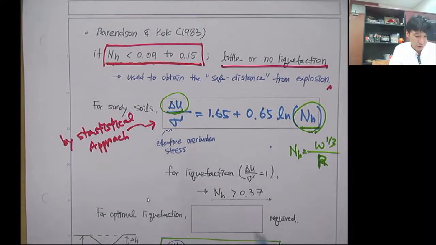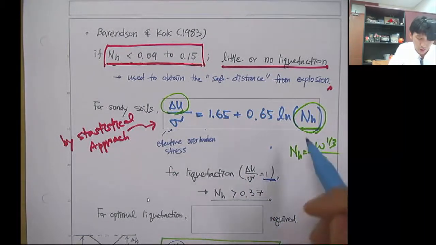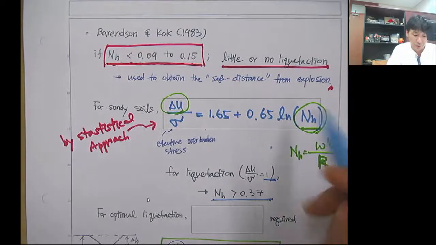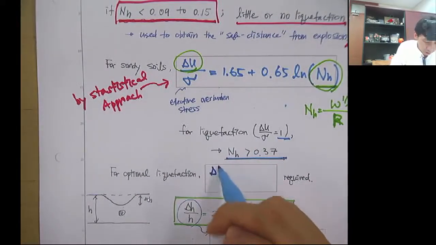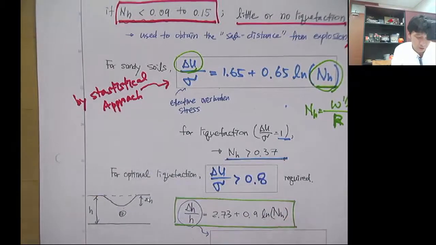So to induce the liquefaction, delta U over sigma prime should be 1, and then the NH should be larger than 0.37 from this equation. For optimal liquefaction, delta U over sigma prime larger than 8 is required.